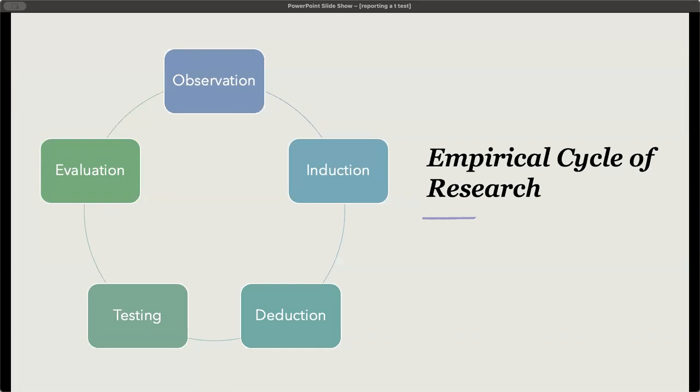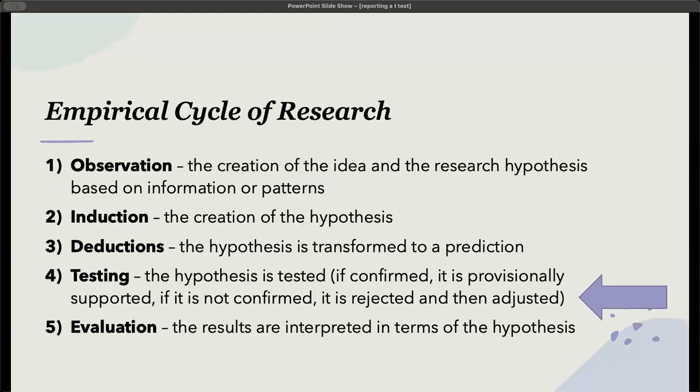If you remember the empirical cycle of research, we've got observation, induction, deduction, testing, and evaluation, and this is a circle. Observation is the background information section of a thesis, where we create the idea and the research hypothesis based on information or patterns. Induction is the creation of the hypothesis, which we tend to find at the end of the background information section or chapter 1. Deduction is where the hypothesis is transformed into a prediction, and we're going to look at how to test that in the method section. The testing itself is where the hypothesis is tested.